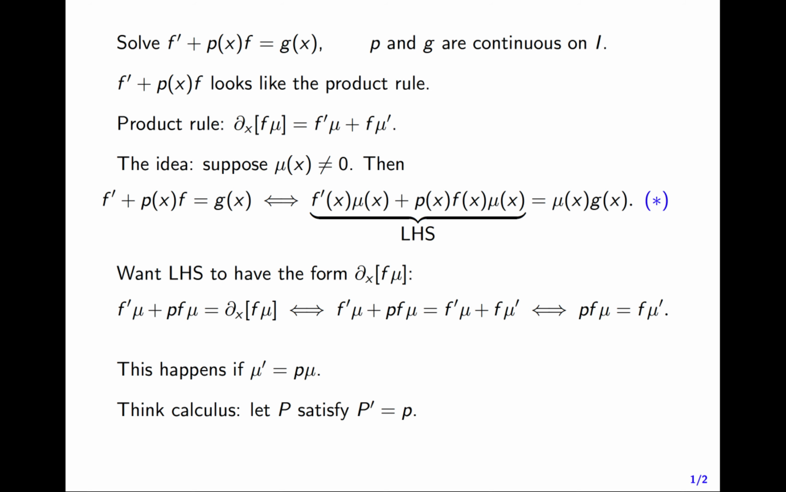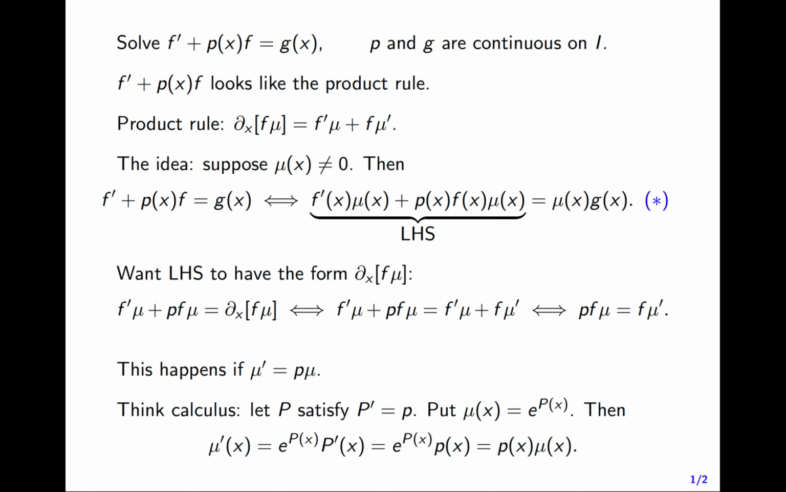So I'm going to let capital P be an antiderivative of little p. I'm going to let capital P satisfy capital P prime equals little p. And then I'm going to put mu of x equal to e to the P of x. And then I do the chain rule. Mu prime of x is e to the big P of x, big P prime of x. That's e to the P of x, little p of x. And then I just remember, e to the big P of x is mu of x. So my function, mu of x equals e to the big P of x, satisfies mu prime equals p times mu. And that is what I wanted.